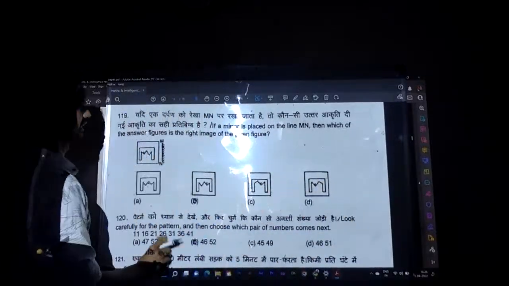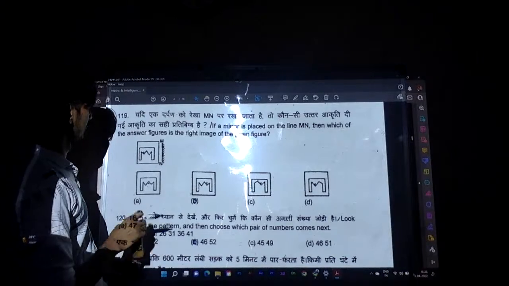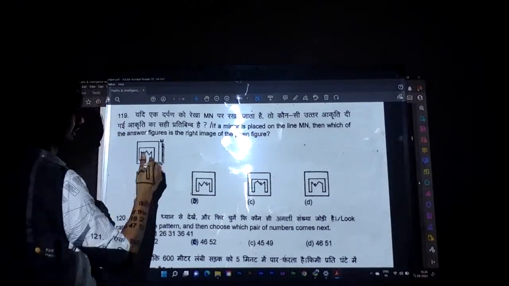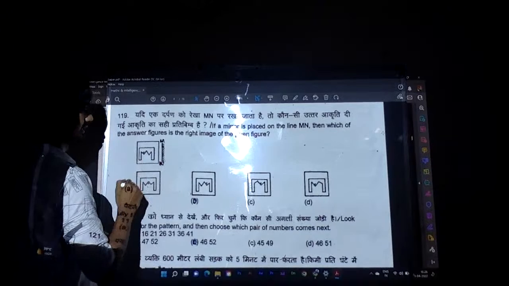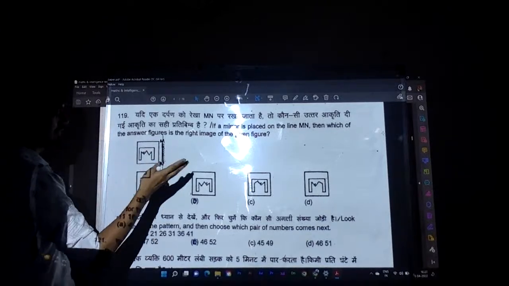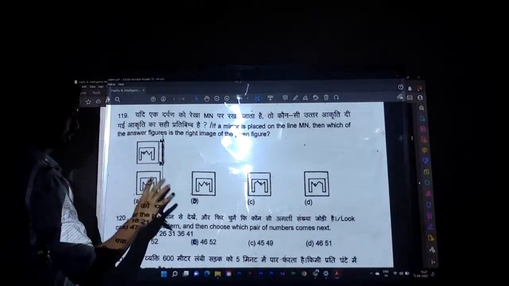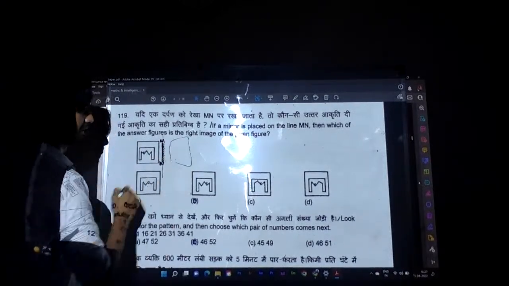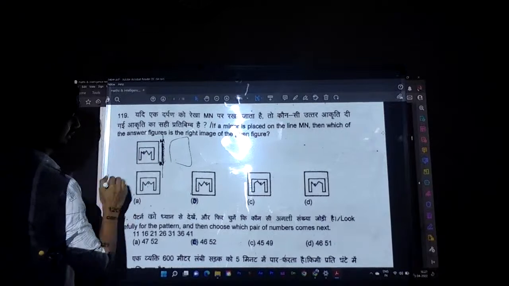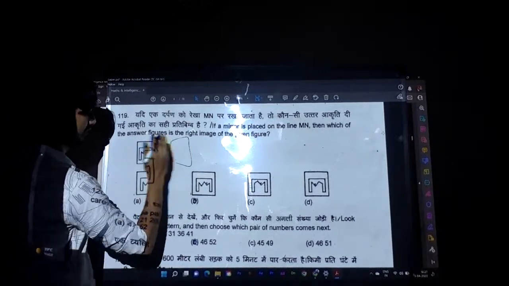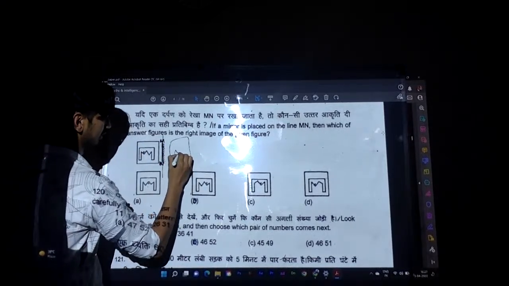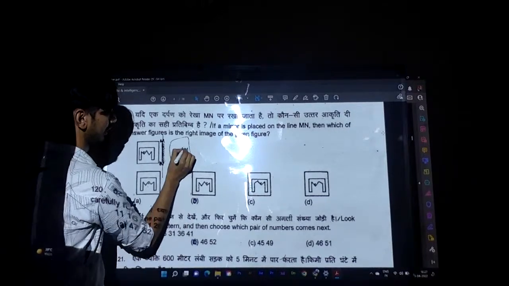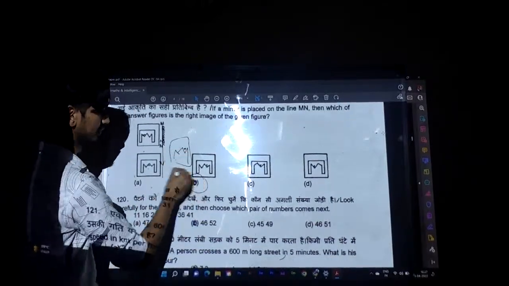Okay. In question number 19, the letters M and N are given here. When we place a mirror here, we have to show what will be the image. As you see, when you do the mirror imaging, this point will become here. The point will come here. So according to that, option B is the correct answer.